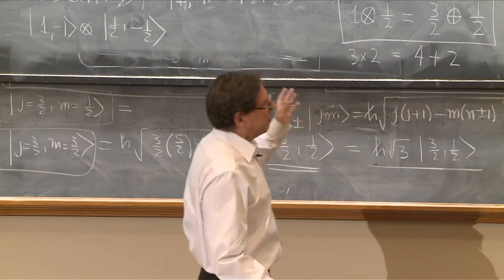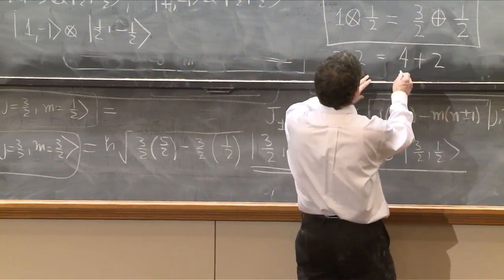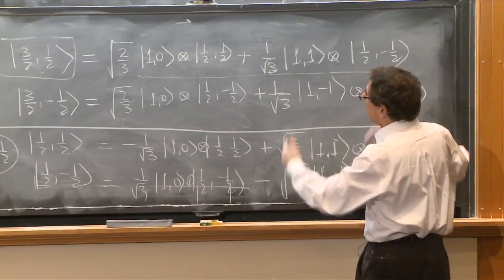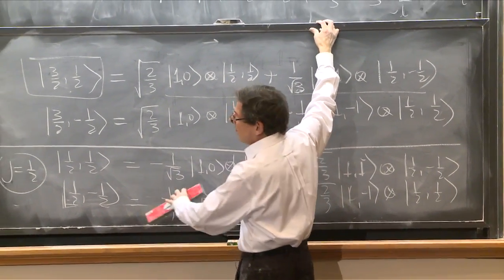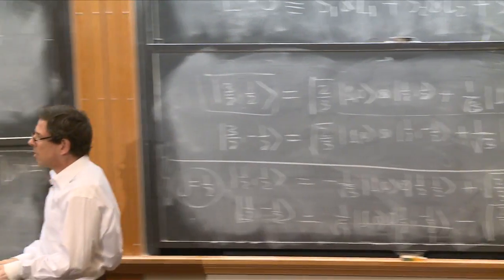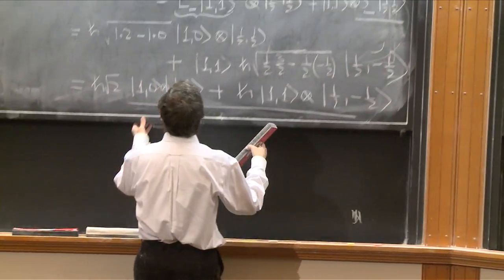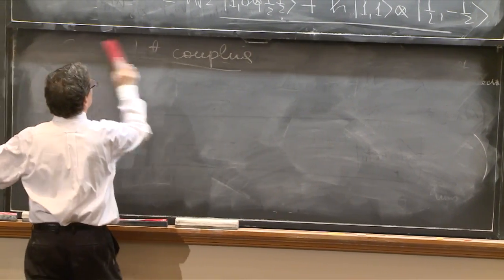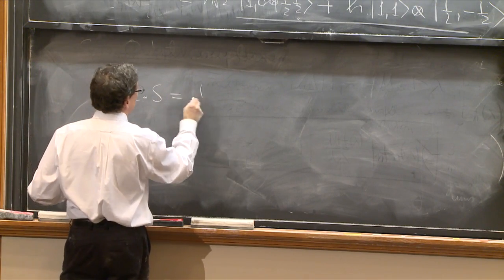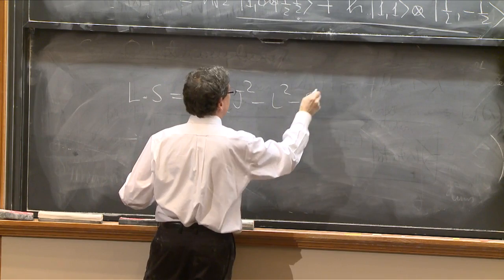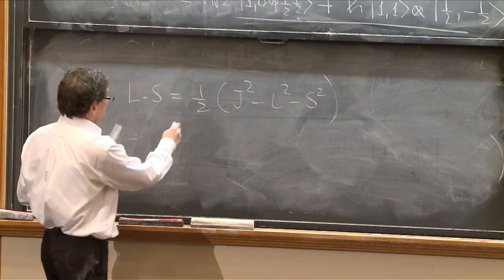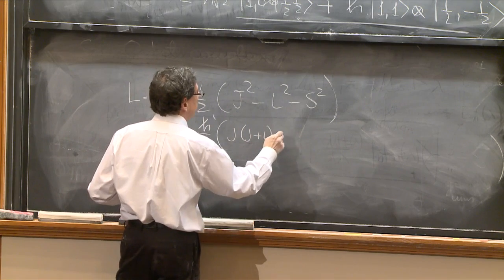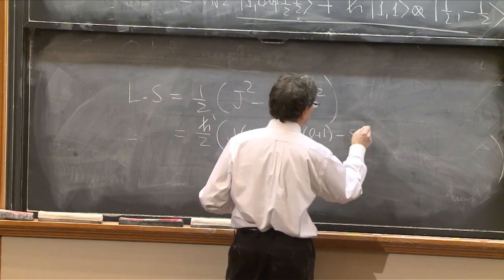Now, the punchline here is that you found these states. And the claim is that these are states in which L dot S is diagonal. And it's kind of obvious that that should be the case, because what was L dot S? So one last formula. L dot S was 1 half of J squared minus L squared minus S squared. Now, in terms of eigenvalues, this is 1 half H squared J times J plus 1 minus L times L plus 1 minus S times S plus 1.